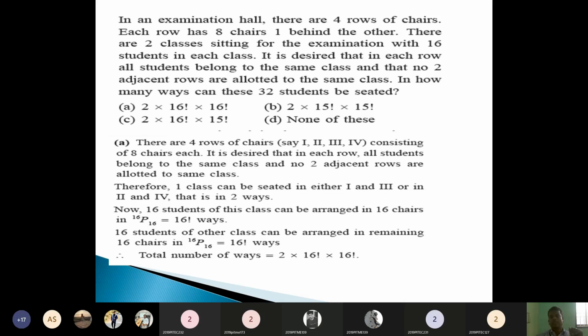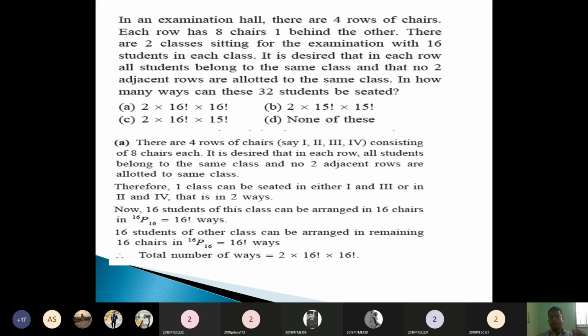So now 16 students of this class can be arranged in 16 chairs. In row 1 and row 3, 16 chairs, we have to allocate the 16 students of any one section. How many different ways can you arrange? 16P16, that means 16 factorial ways. Similarly, for the other 2 rows, arrange 16 students, which is again 16P16, that is 16 factorial ways. That is 2 into 16 factorial into 16 factorial, which is the correct answer.